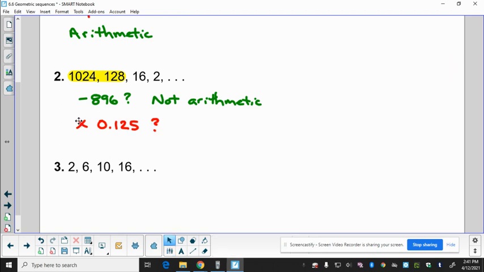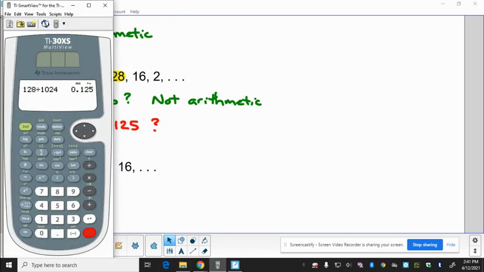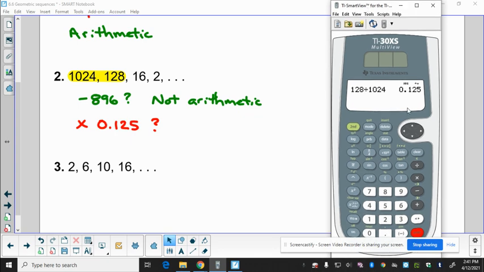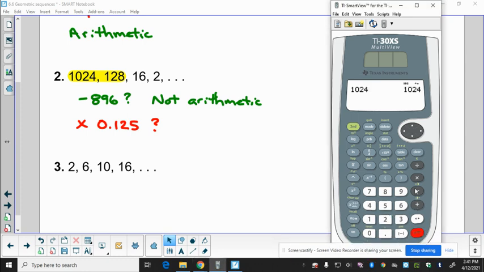Well, let's try it. Let's bring up our sequence of numbers. I'll move my calculator to the other side and try this out. Okay, so let's put in 1024, press equals. Let's put in the sequence, times 0.125. Let's see if we start getting the numbers from the sequence. Yeah, there's 128. There's 16. There's 2. Okay, I'm going to say this is yes. This is geometric.